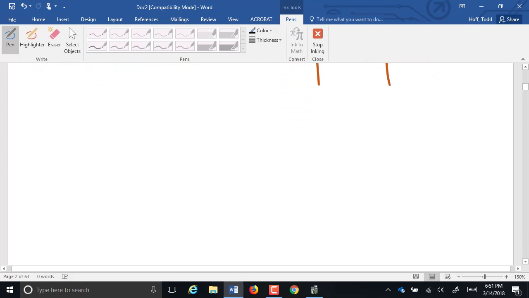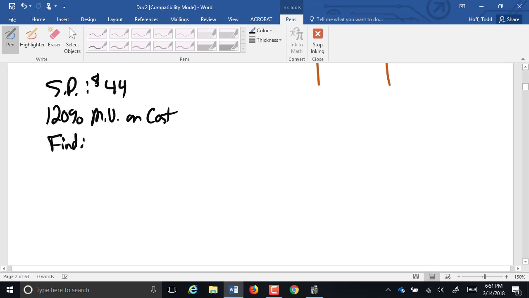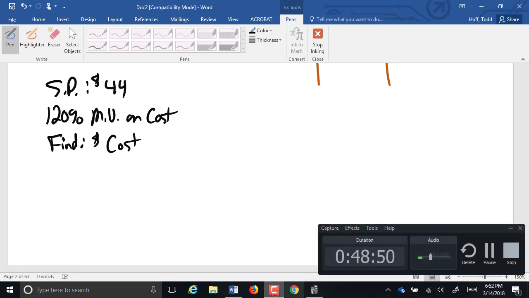Let's try this one. We are given a selling price of $44. We are given a 120% markup on cost. We're asked to find the dollar amount of the cost. I'll give you a couple minutes there.